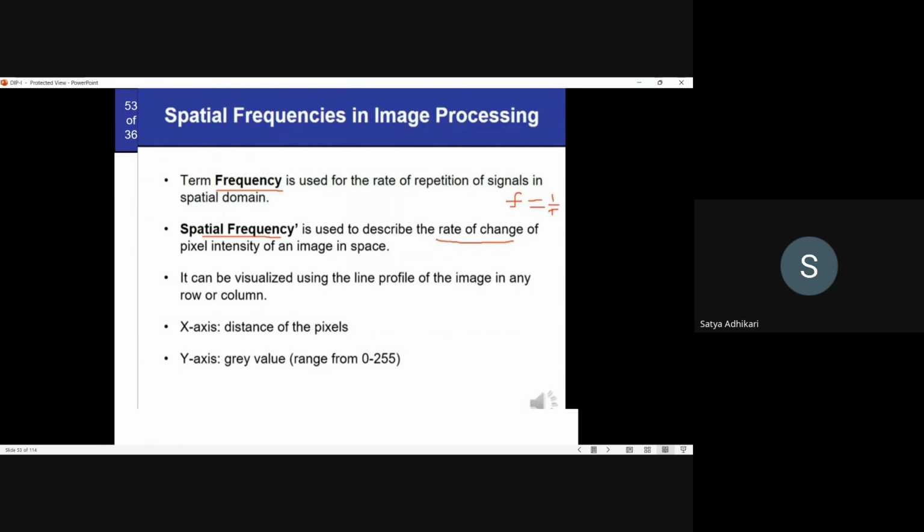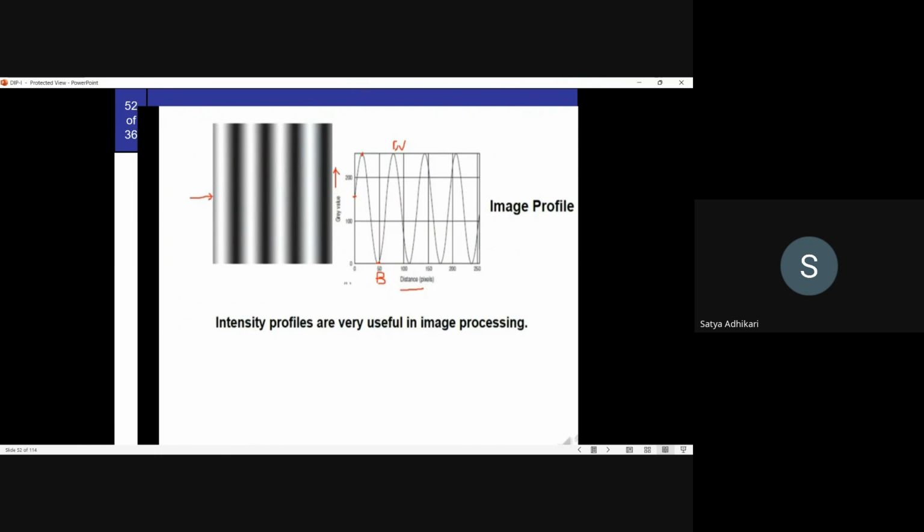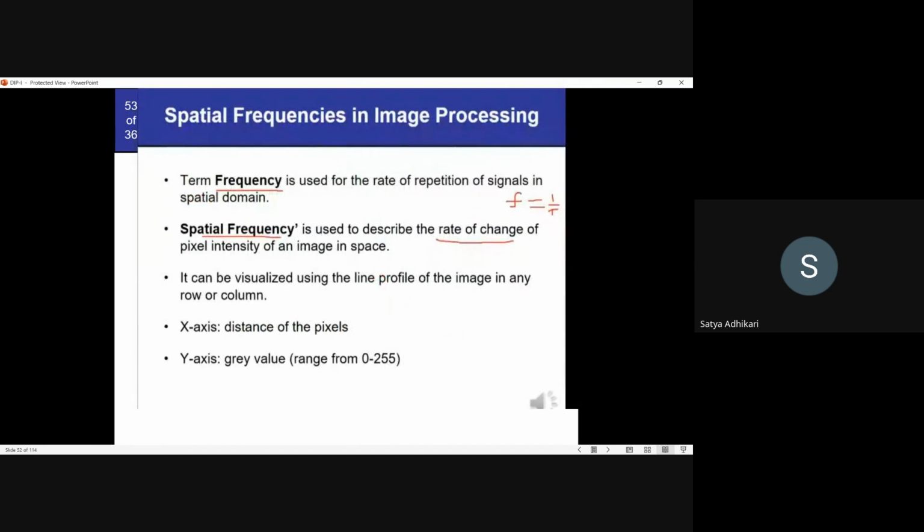Spatial frequency. As you know, frequency is used to rate the repetition of a signal in the spatial domain. But here we take two axes, x-axis and y-axis. As you know, x-axis is distance, you see the previous slide. The x-axis is the distance of pixels, and the y-axis is gray level values. The x-axis is the distance of the pixels, and the gray level value ranges from 0 to 255.